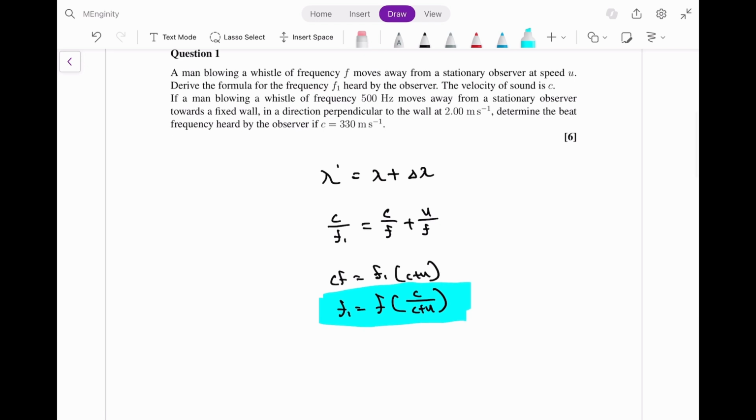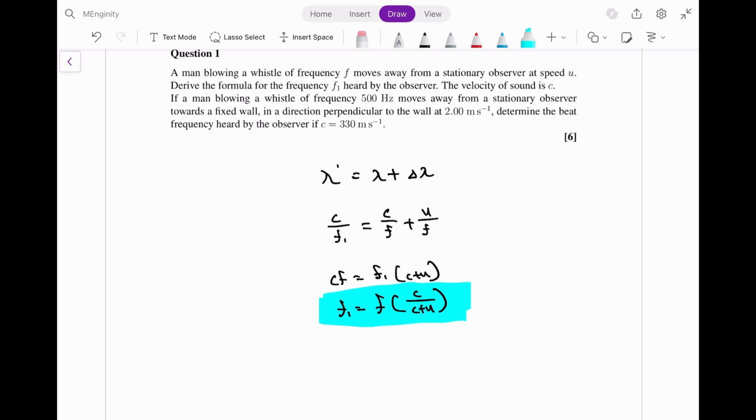Now let's look at the second question. It gave us the initial frequency, and then it gave us the speed of the wave source. Determine the beat frequency heard by the observer. Essentially, what the question is getting at is that a person, which is essentially a wave source, is moving towards a fixed wall, and the idea is that the sound will bounce off the fixed wall and then go to the stationary observer.